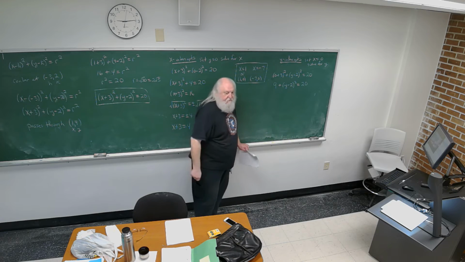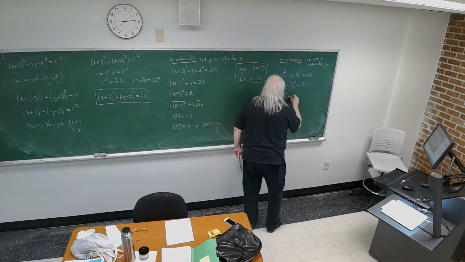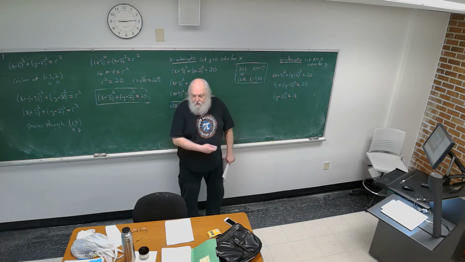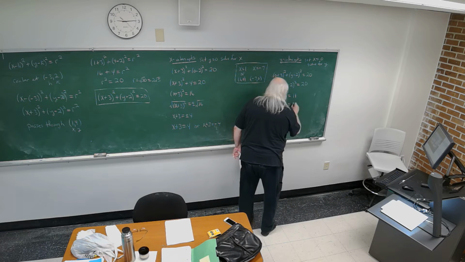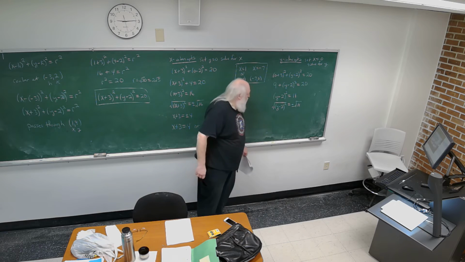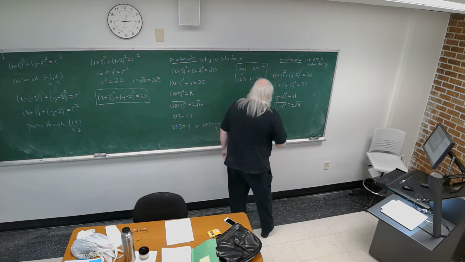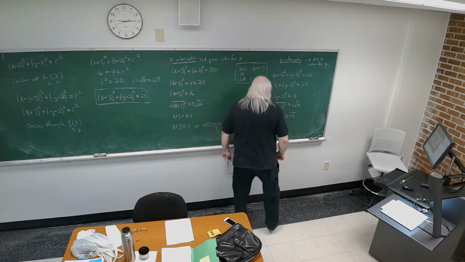So we have 9 plus y minus 2 squared is equal to 20. And now we subtract 9 from both sides. We have y minus 2 squared is equal to 11. Now we take the square root of both sides. We get plus or minus the square root of 11 on the right-hand side. So now we have y minus 2 is equal to plus or minus square root 11.